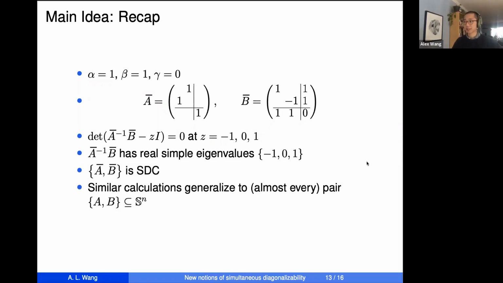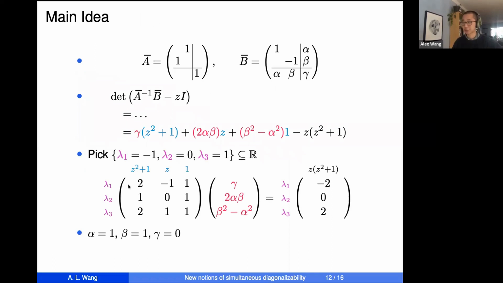Okay, and even though the calculations I was doing for you today were for very simple 2x2 matrices, many of the same calculations generalize almost exactly to almost every pair A and B. The only place where I'm using the fact that A inverse B has simple eigenvalues is in this one step here, in which I need to argue that these polynomials form a basis, right? And somehow that's going to be tied to whether or not the eigenvalues of A inverse B are simple.